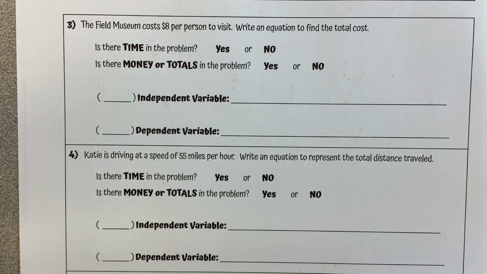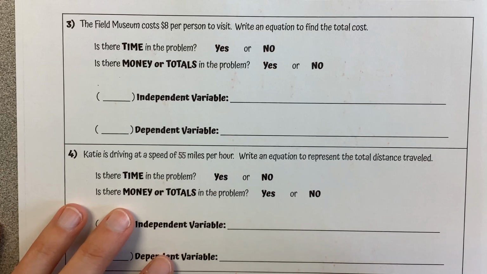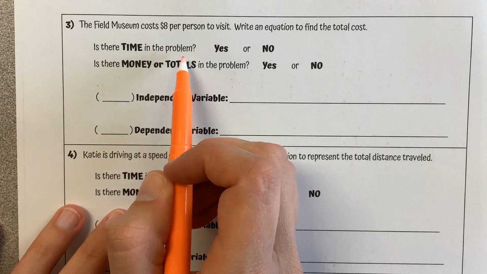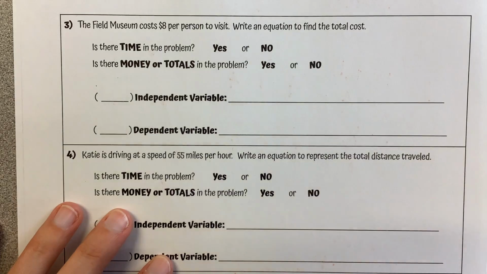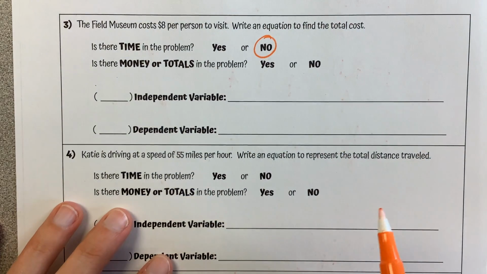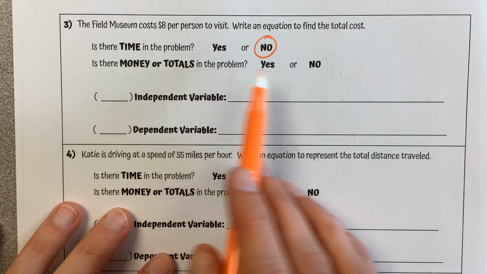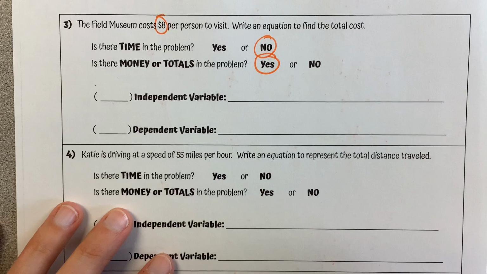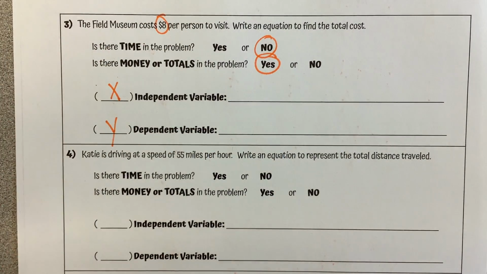So let's look at example 3. It says the Field Museum costs $8 per person to visit. Write an equation to find the total cost. So I'm going to go through these steps. Is there time in the problem? Do I see anything about hours, minutes, months, days, nights, weeks, years? No. So next question I'm going to ask myself is there money or totals in the problem? Yes, I see $8. So I'm remembering my independent represents X, my dependent represents Y.